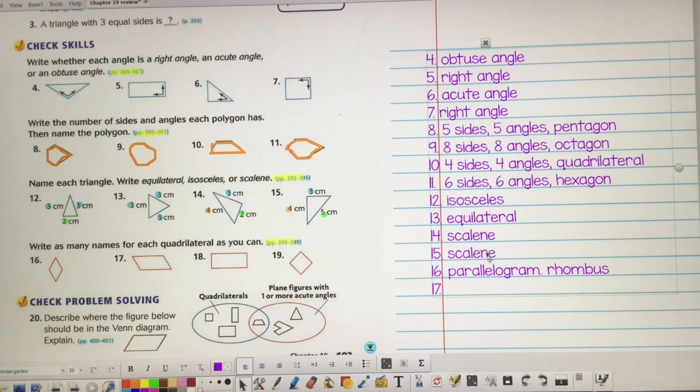Now number 17 kind of looks like a rectangle, right? But it's kind of like leaned over. Remember, rectangle and a square has to have right angles. And I know there's no right angles there. So I definitely know it's not a rectangle or a square.